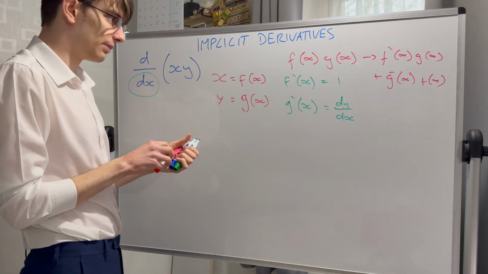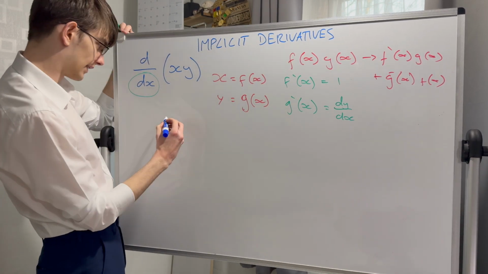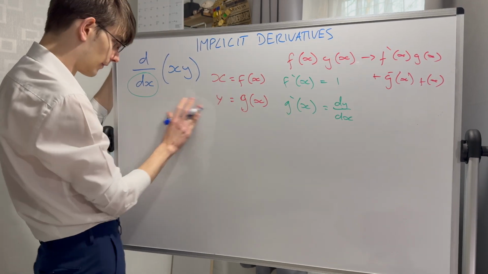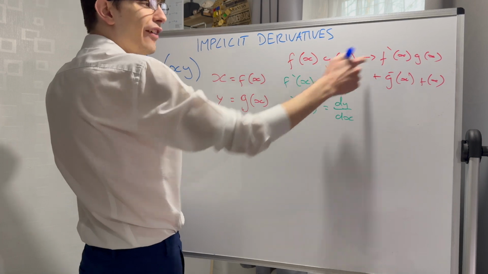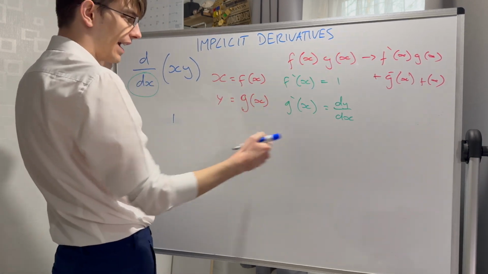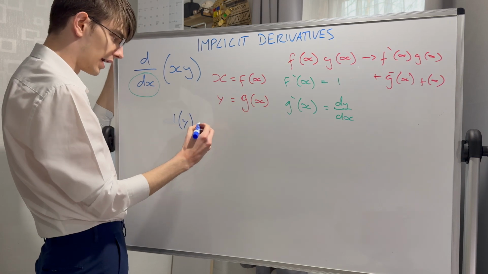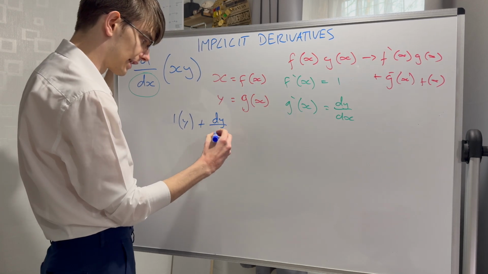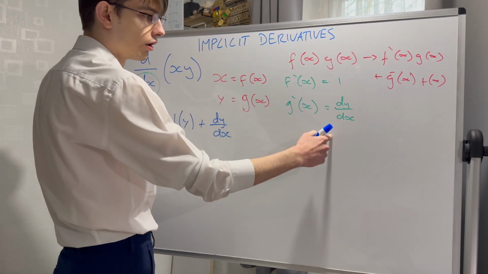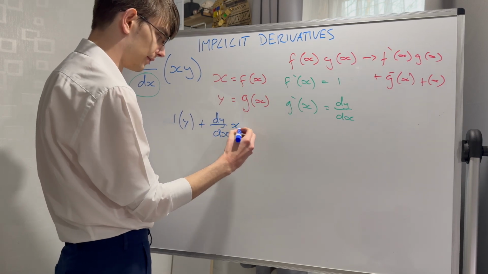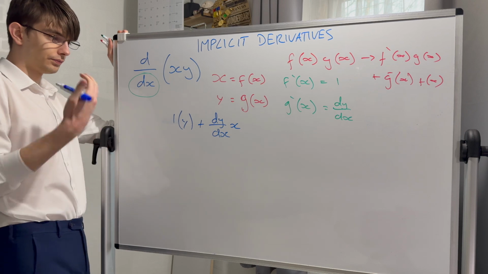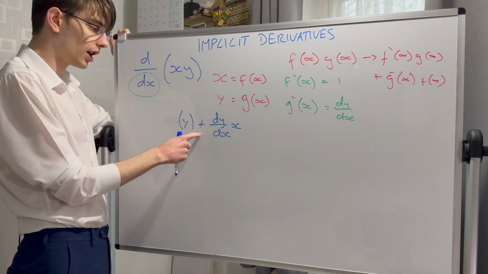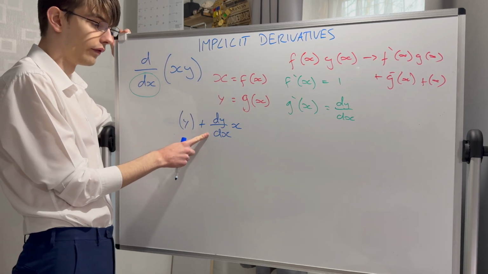Right, okay, so anyway, we've got all this planned out, so let's pop it into my formula. F prime of x is 1 times g of x, which is y, so 1 times y, plus g prime of x, which is dy by dx, times f of x, which is x. So my differential becomes y plus dy by dx of x.